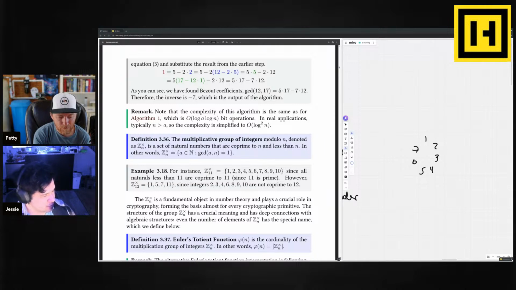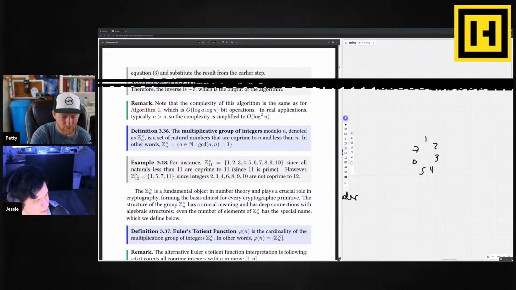Okay. The multiplicative group of integers modulo n, denoted Z sub n star, is the set of natural numbers that are coprime to n and less than n. In other words, the set of a in the natural numbers such that the greatest common divisor of a and n equals 1. So only the numbers that are coprime to n and less than n.